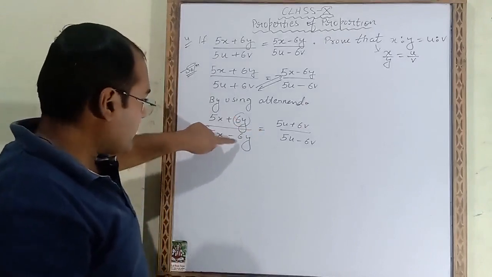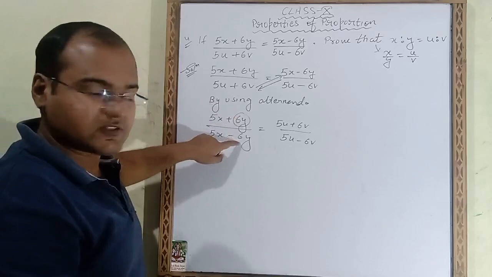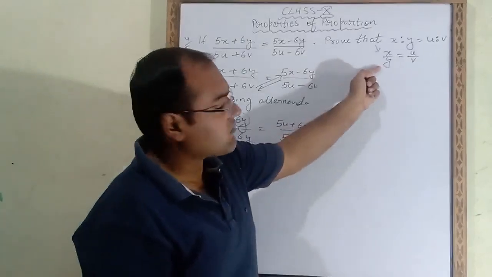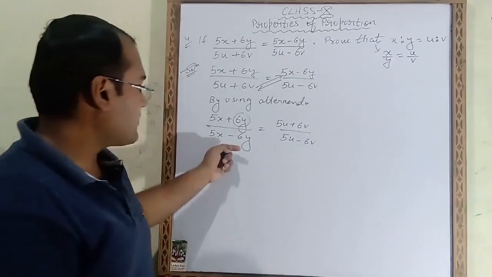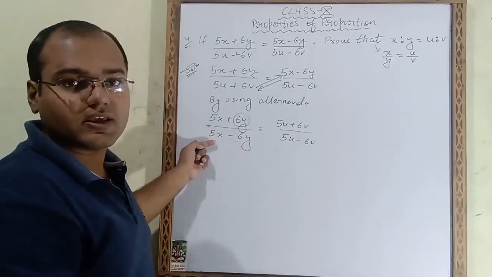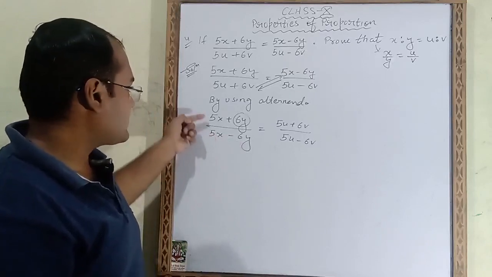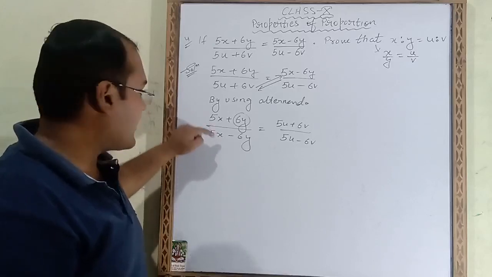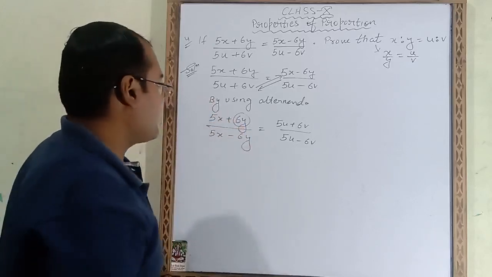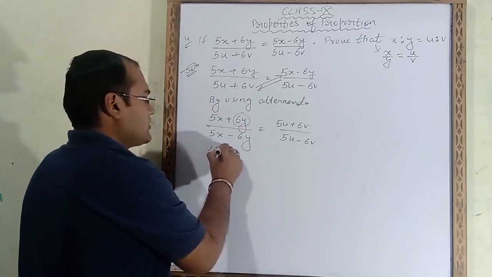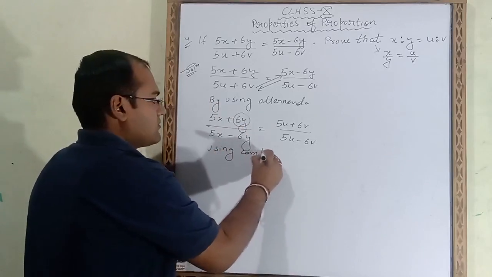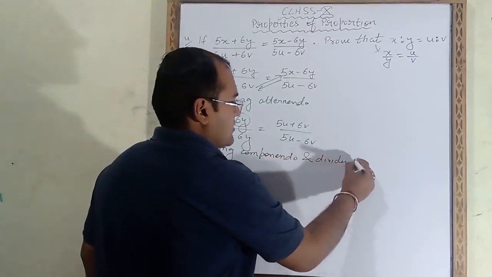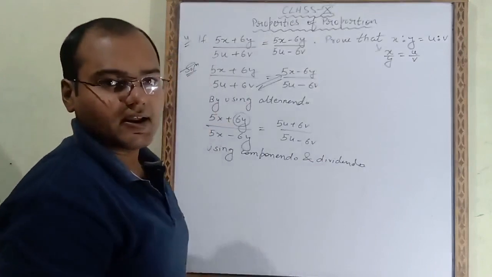So what we will do? We will add this 6y. This is minus 6y, so we will add it in the numerator. And one more thing, in the denominator we have to bring y. In order to bring y term, this 5x should be cancelled. In order to cancel this 5x we have to subtract. That means in the denominator we have to subtract it, and in the numerator we have to add it. So what we will use? We will use both componendo and dividendo.